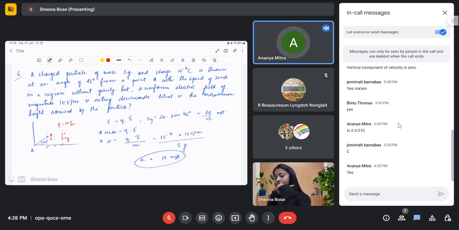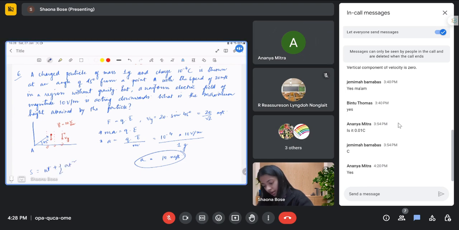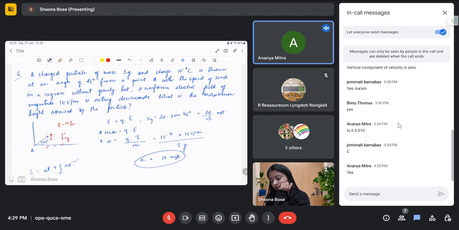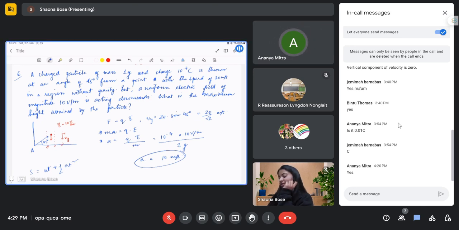Then height s equals ut plus half at square, where u equals 20 by root 2. I have to measure t. At the maximum height, the final v equals 0. Yes, right.